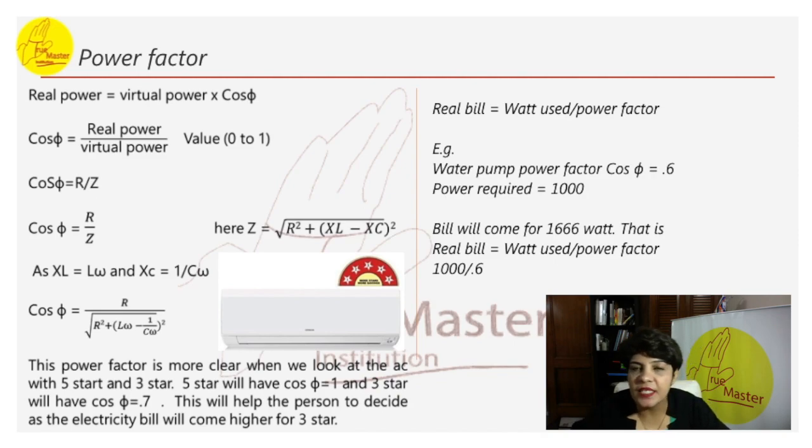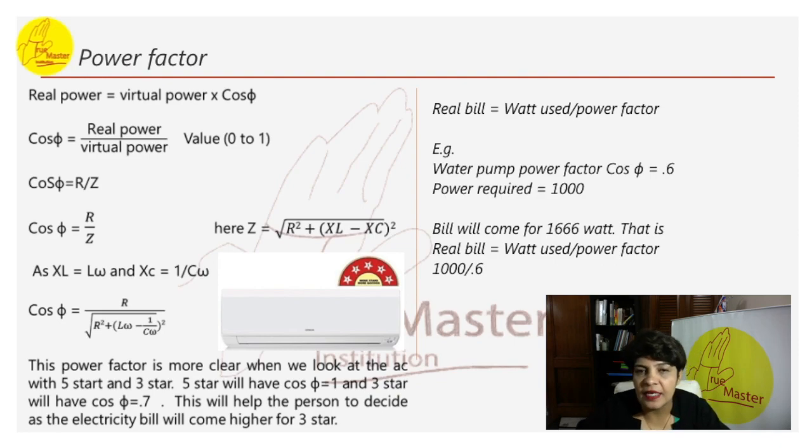Real power is equal to virtual power into cos phi. This is one formula. Real power equals virtual power into cos phi. Thus, the power factor may be defined as the ratio of true power to the apparent power of an AC circuit. So, cos phi equals real power by the apparent power, and the value varies between 0 to 1.